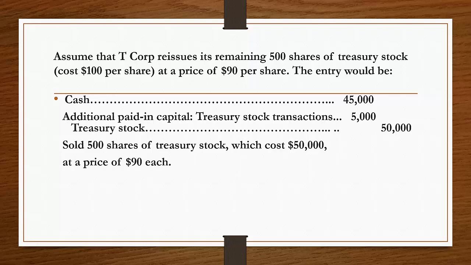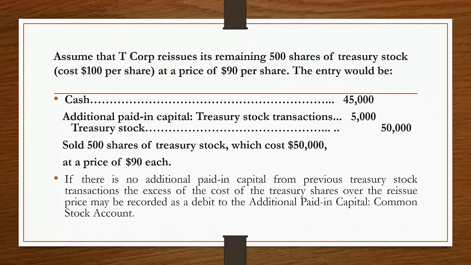$50,000 at a price of $90 each. If there is no additional paid in capital, for instance, from previous treasury stock transactions, the excess of the cost of the treasury shares over the reissue price may be recorded as a debit to the additional paid in capital common stock account.